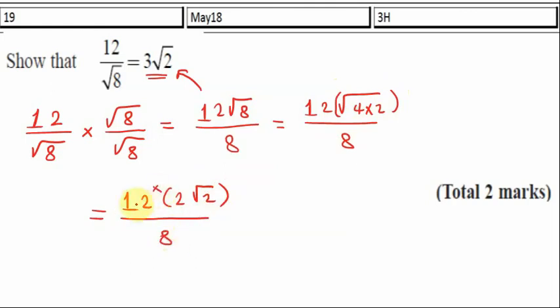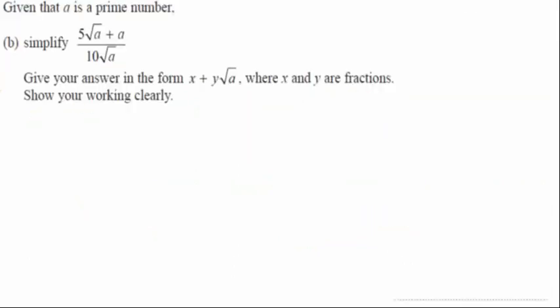Now we will multiply 12 times 2 equals 24, then root of 2 over 8. And here we can simplify more because 24 is divisible by 8. So divide by 8 equals 1, divide by 8 equals 3, 3 over 1 equals 3 root of 2, and this is the required one. Okay, next question.